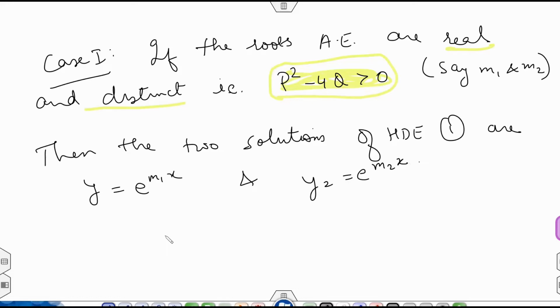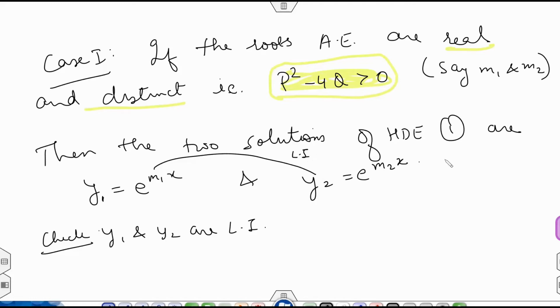Now you can check that these two solutions are linearly independent, because if we find that both are linearly independent, then our general solution will be C1 y1 plus C2 y2. You can easily check this by finding the Wronskian. So what is the Wronskian?